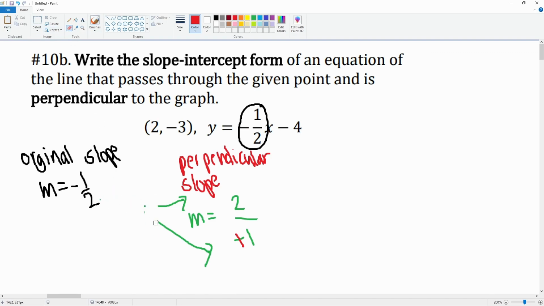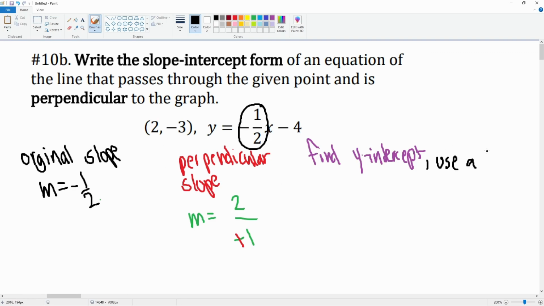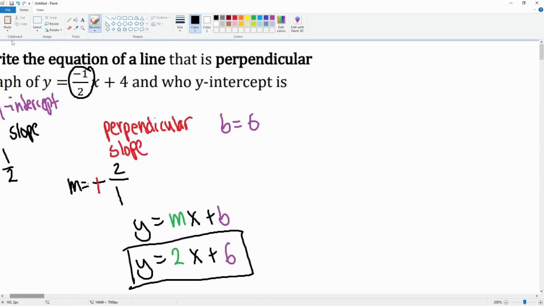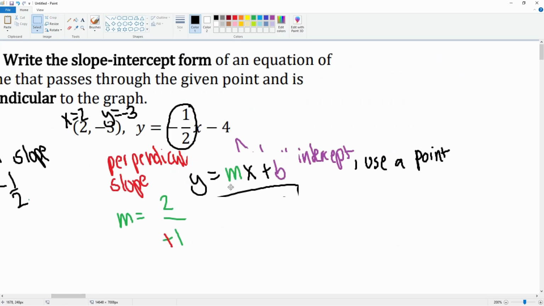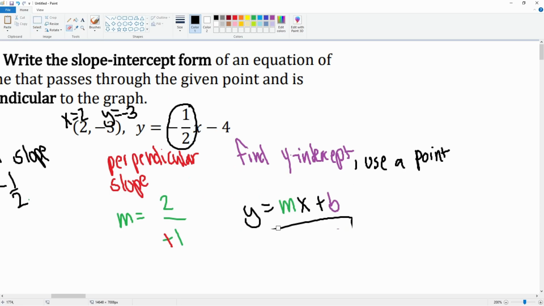The new slope is positive 2 over 1. Now we want to find the y-intercept. Because it's not given, we have to use a point. The point that we're going to use here is x is equal to 2, y is equal to -3. We write this equation that we have here, y equals mx plus b, and now we can just plug in the values that we needed.